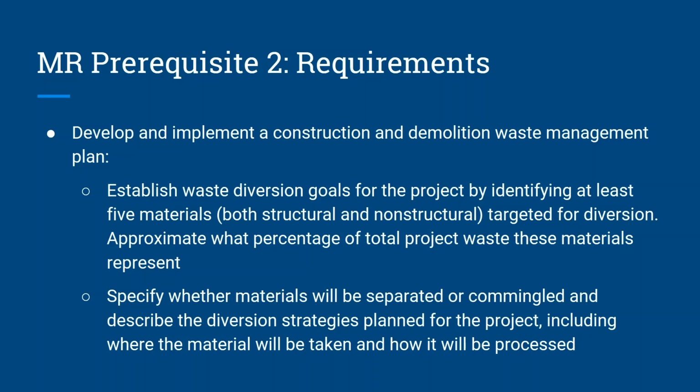To achieve the Materials and Resources prerequisite, a project team must first develop and implement a construction and demolition waste management plan. A construction and demolition waste management plan establishes waste diversion goals by identifying at least 5 material sources targeted for waste diversion. These materials should be from both structural and non-structural elements of the building and should be reported with their estimated percentages of the total project waste. It is also important to specify whether materials will be separated or commingled in the planned diversion strategies for the project.